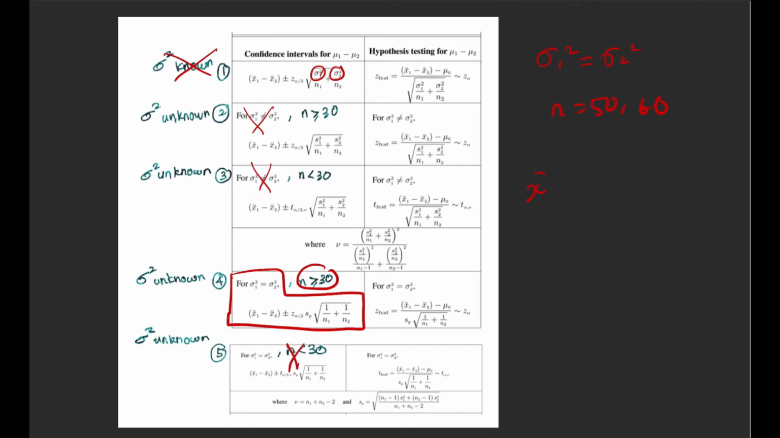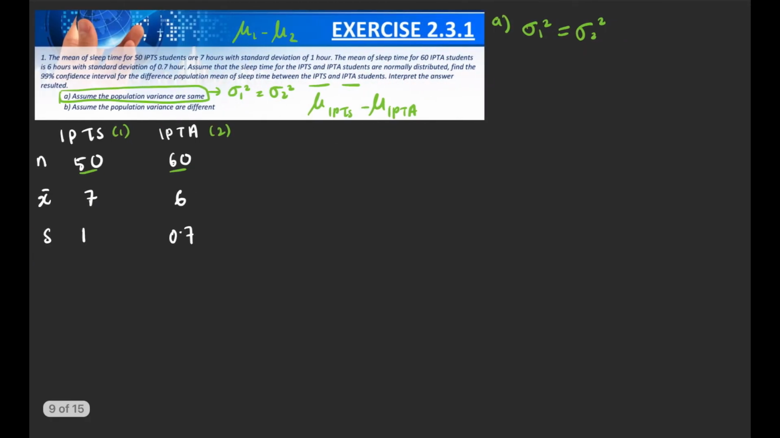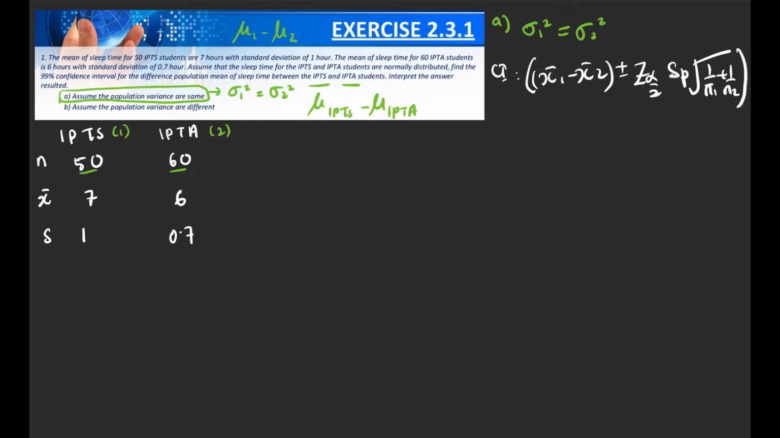X bar 1 minus X bar 2 plus minus Z alpha over 2 SP times square root of 1 over N1 plus 1 over N2. Okay, so let's go back to the equation. So we will have the confidence interval X bar 1 minus X bar 2 plus minus Z alpha over 2 times SP times 1 over N1 plus 1 over N2. So check one by one.